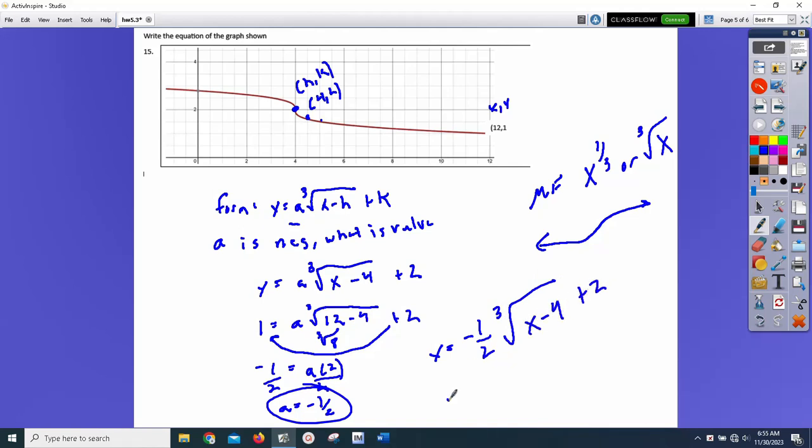Or if you like the notation, I like exponents personally, but that's me. You do have to comprehend both. One or the other. Maybe either one of these. So there's how you do number 15.